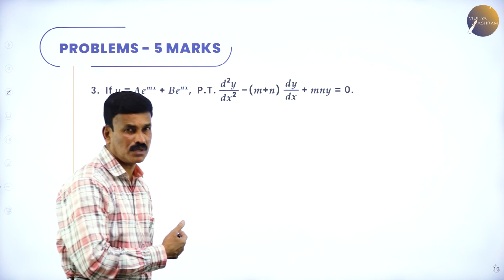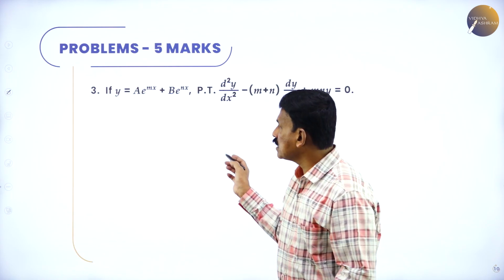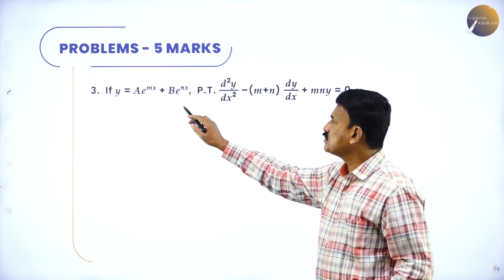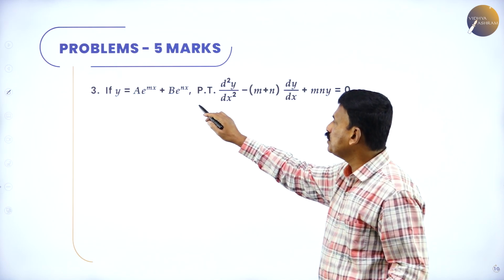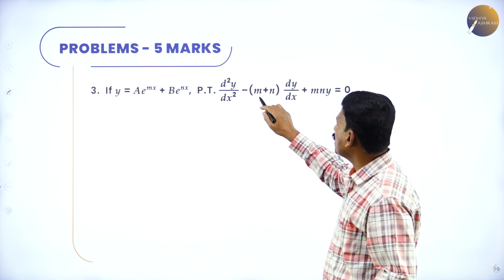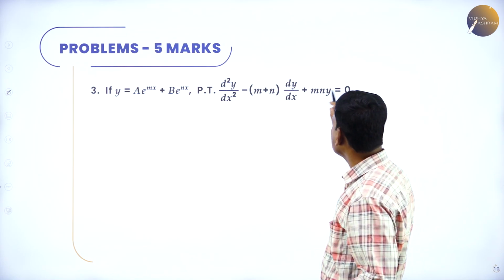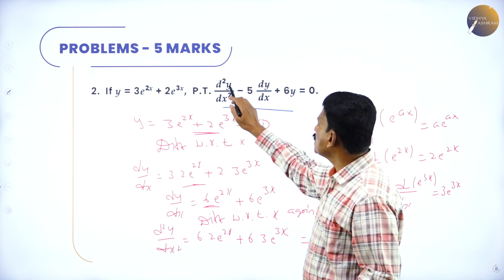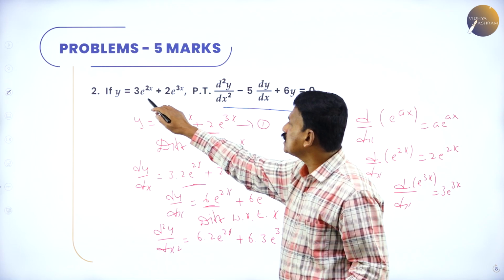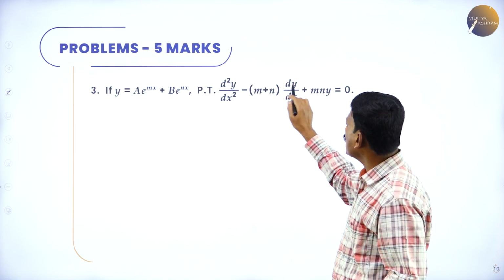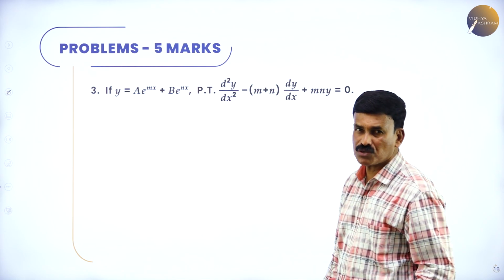This is the general problem for the previous one. See, y is equal to a into e to the power of mx plus b e to the power of nx. Prove that d square y by dx square minus (m plus n) dy by dx plus mn y is equal to 0. Same problem. With m plus n: 3 plus 2 is 5, 3 into 2 is 6. So that is nothing but d square y by dx square minus (m plus n) dy by dx plus mn y is equal to 0.